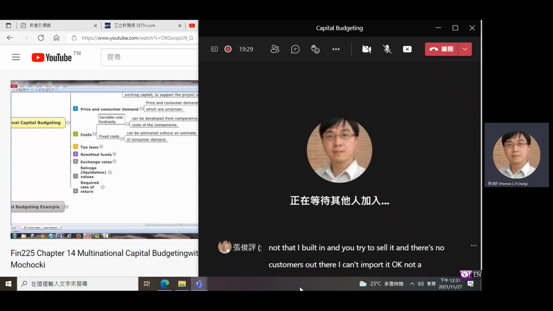Okay, now the costs. You have two types of costs you learned from accounting. Variable costs can be developed from comparative costs of the components. Not easy, but I can always figure it out once I've got it. And fixed costs can be estimated without an estimate of consumer demand. What's the fixed cost? I'm going to put the building here. It's going to cost me so much for taxes, so much for maintenance. That's my fixed cost. It doesn't change. And for my variable cost, my electricity may go up and down, but overall the rates are fairly stable.